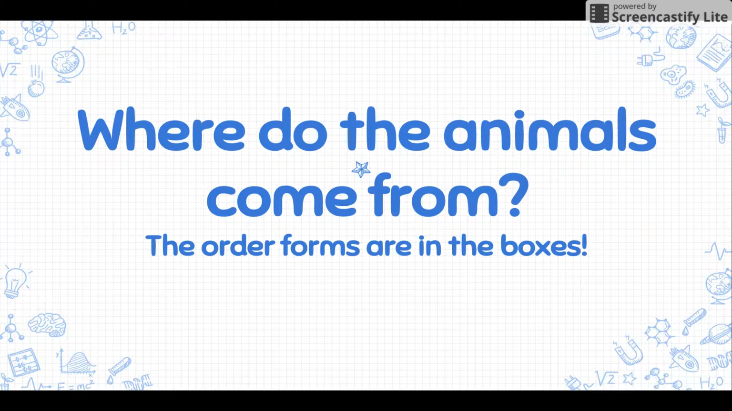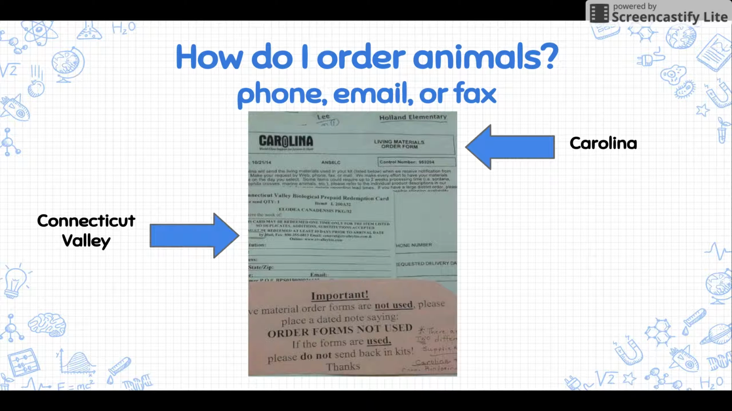Where do the animals come from? Don't worry, you don't have to go to the pet store and buy them. The order forms are in the boxes. How do I order animals? By phone, email, or fax, whatever is most convenient for you. We order from 2 companies. The smaller order forms go to Connecticut Valley, and the larger order forms go to Carolina.